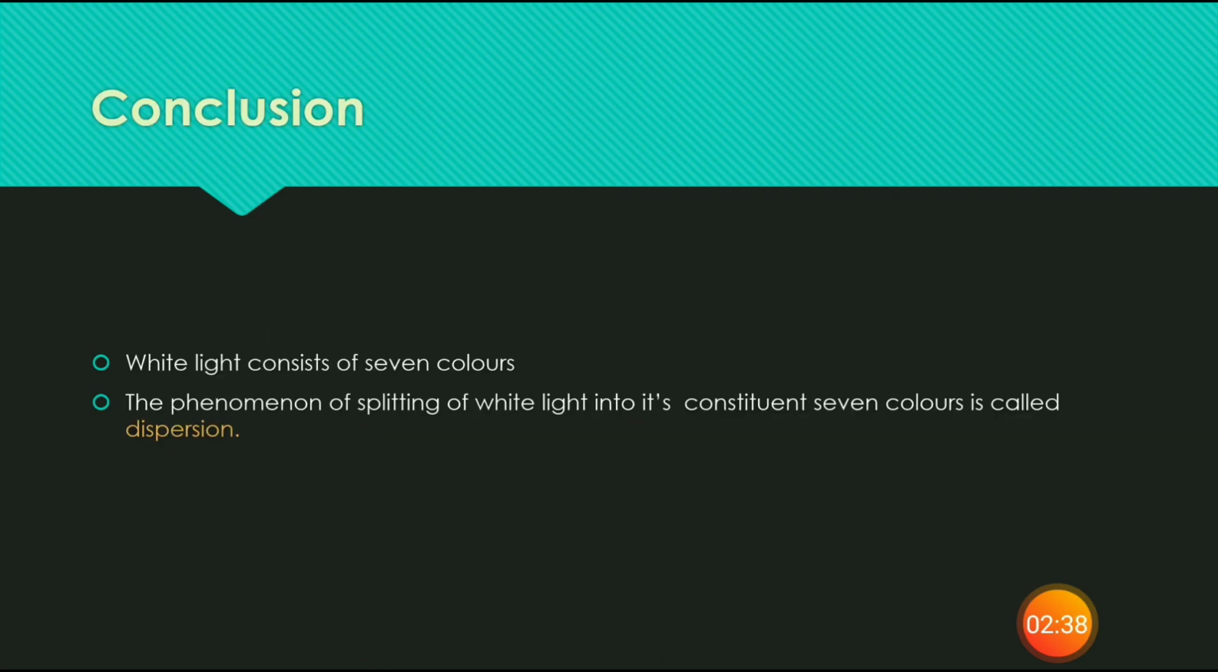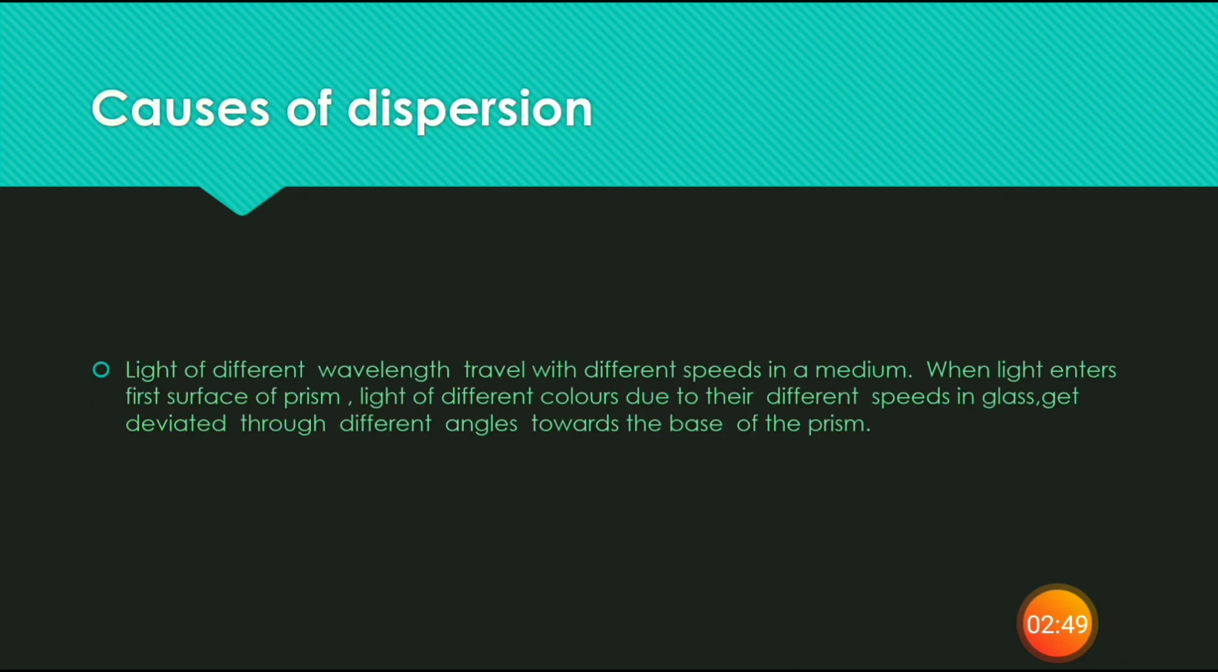The conclusion of Newton's experiment is that white light consists of 7 colors. This phenomenon of splitting up of white light into its constituent 7 colors is called dispersion.